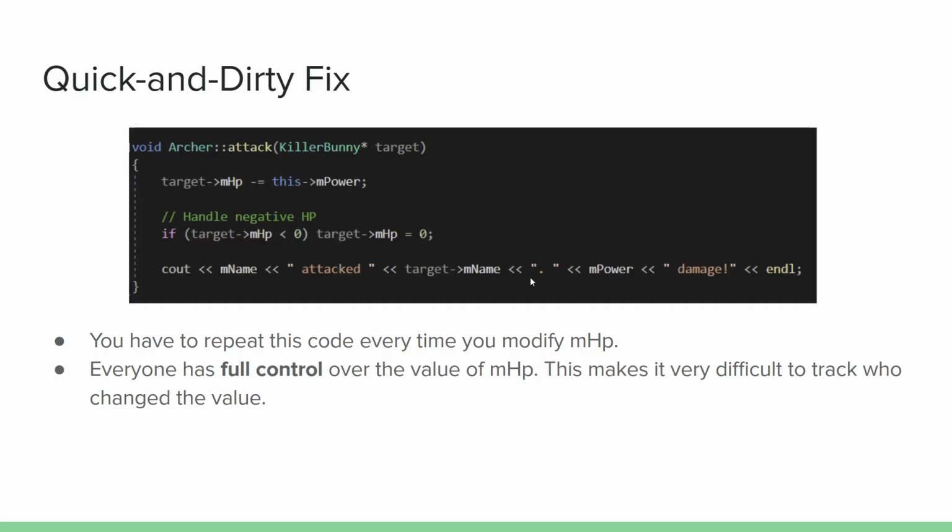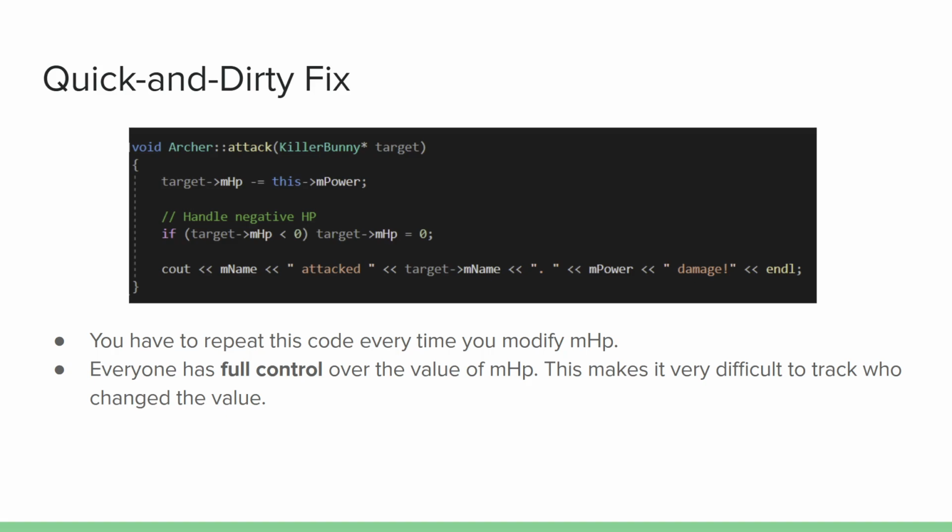So a quick and dirty fix is, within the attack function, you would have a check. You will check if the HP is less than zero. If it is, then you make MHP equal to zero. But the thing is, you'll have to repeat this code every time you modify MHP. What happens if you try to heal? What happens if you try to heal way beyond the maximum HP? Then you'll have 1,000/500. Not only did it go past the bar, but you made the character even tankier, right?